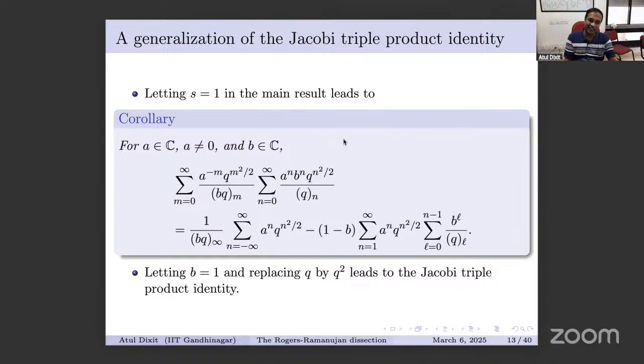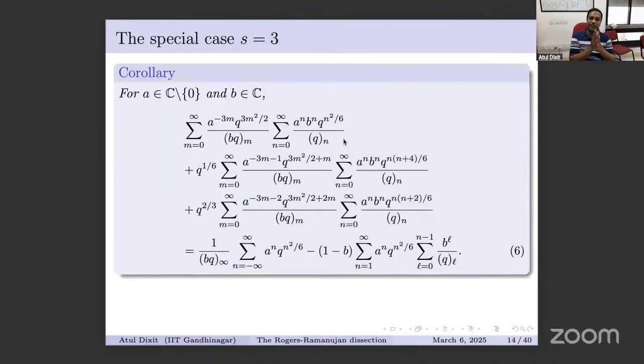So it's a new generalization of the Jacobi triple product identity that one can get. S is equal to 2 is Ramanujan's identity. What about S greater than 2? So if I put S is equal to 3, then I'm going to get K is equal to 0, 1, 2. So I'm having a sum of products of three such things equal to this theta function divided by (bq)_infinity minus this. So I have a to the power n, q to the n square over 6.